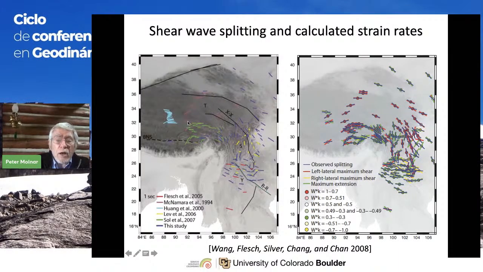On the left are shown the orientations of fast quasi-S waves. So fast orientations that swing around, they're east-west up in here, swing around, become more north-south in here, but then become east-west in this area. And plotted on the right are the combination of these, the splitting measurements that are underneath them and the calculated orientations that one would get from the present-day strain rates, assuming the present-day strain rates operated for a long enough time to induce anisotropy.